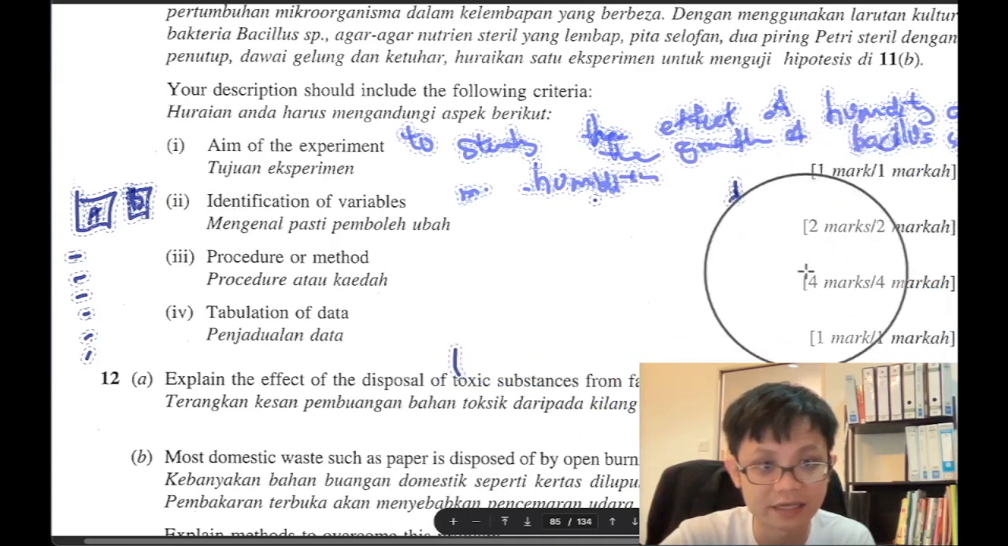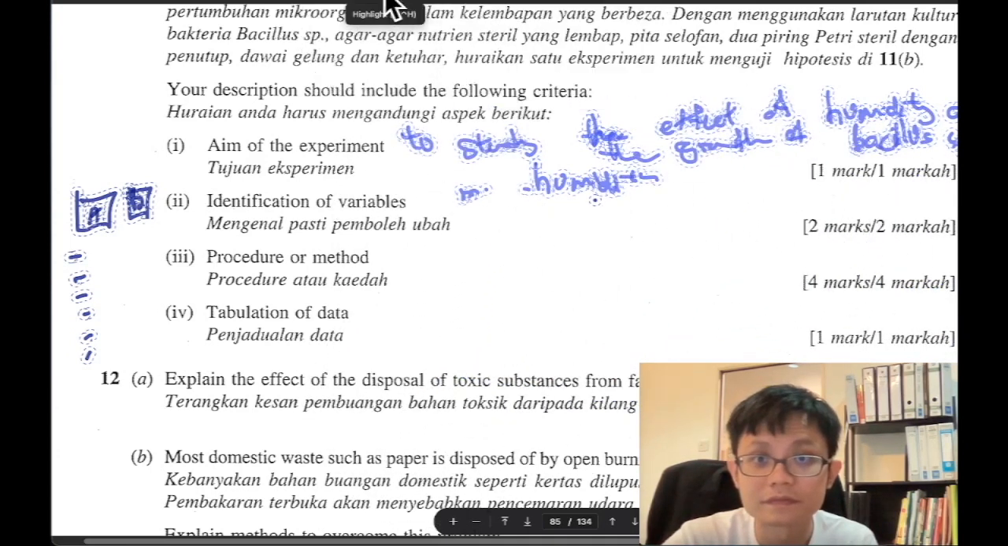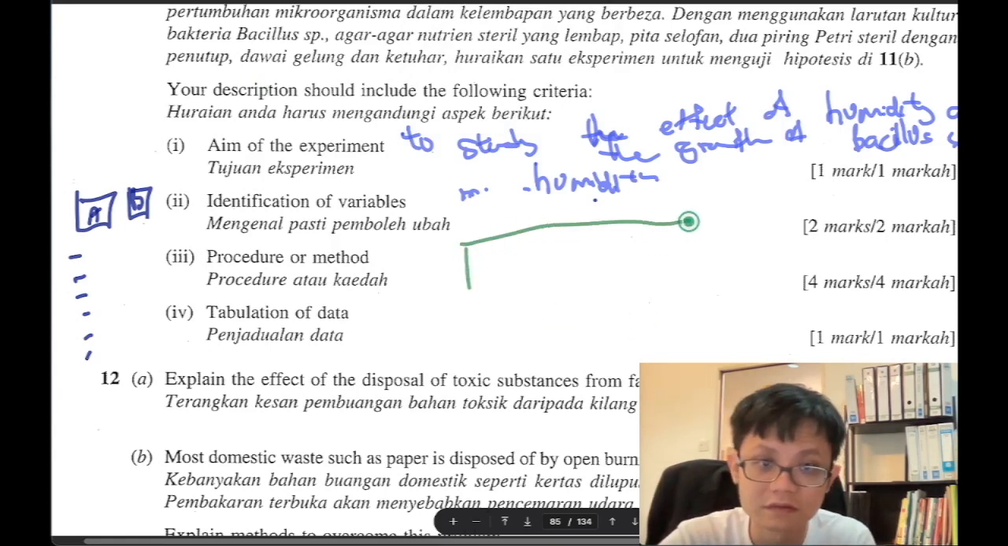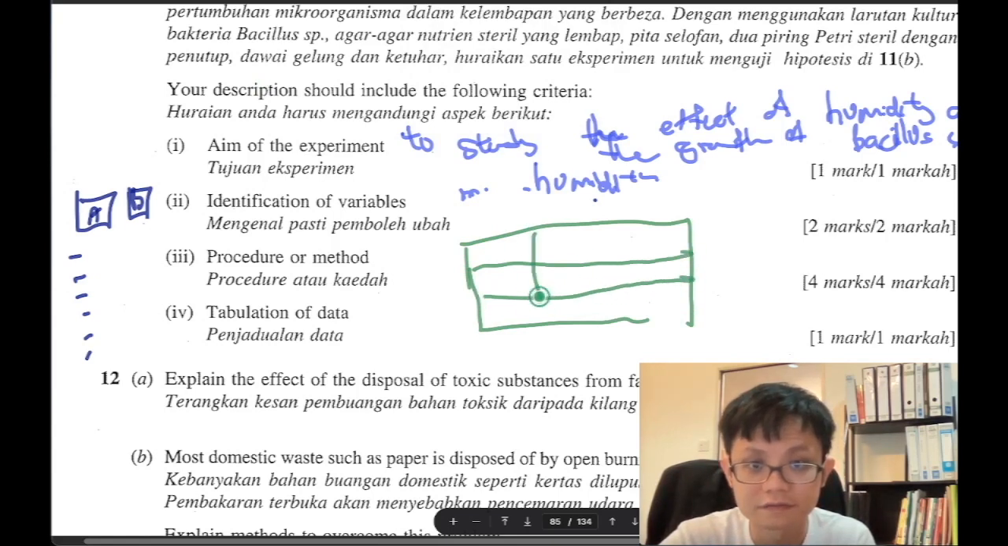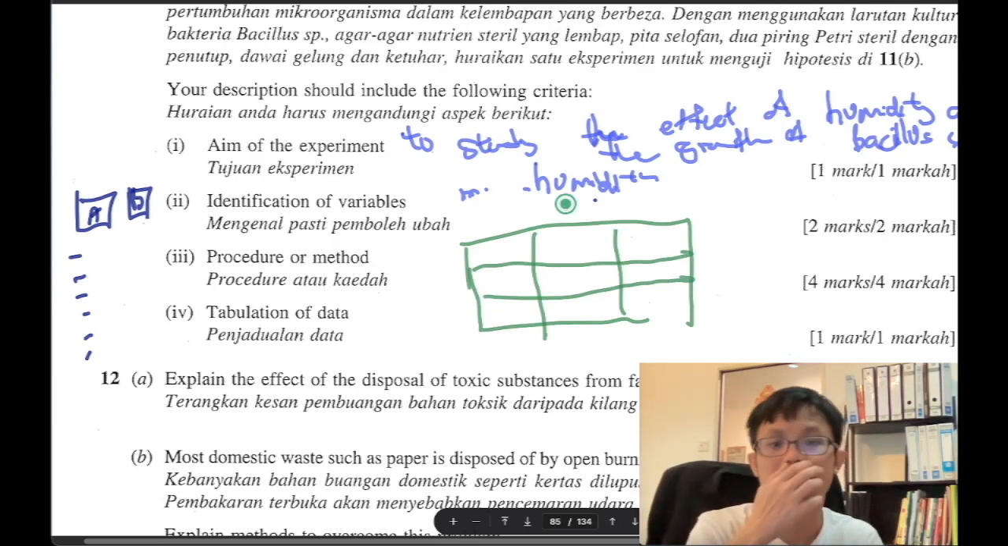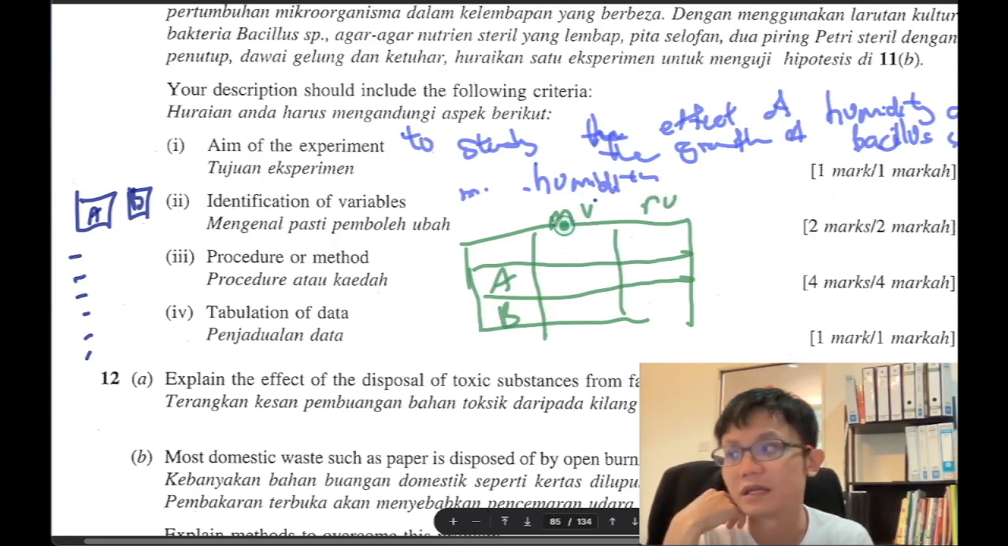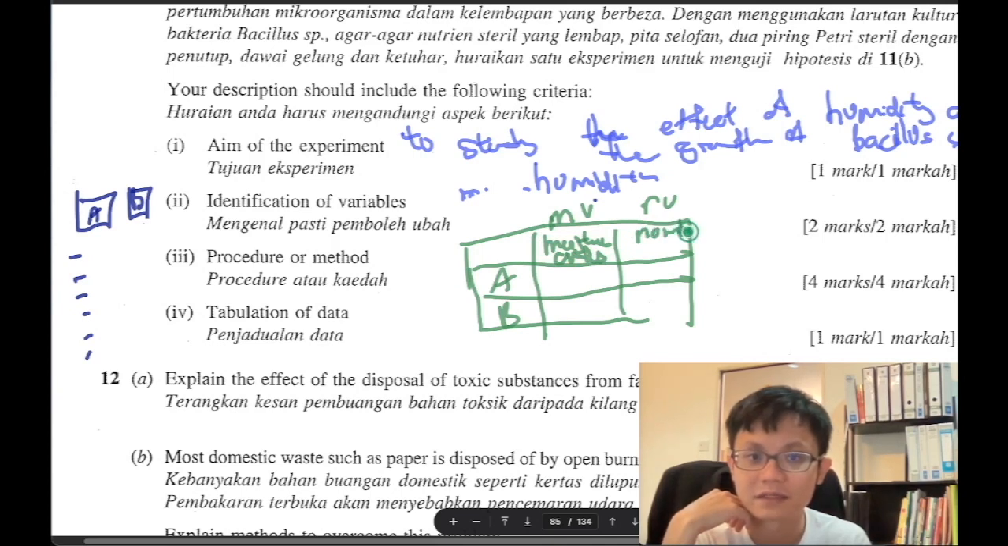How to tabulate this data? A 3 by 2 table. Sorry, 3 by 3. So maybe here I put A and B. Here will be the MV, here will be the RV. MV will be the moisture content, and this one will be the number of bacteria colonies.